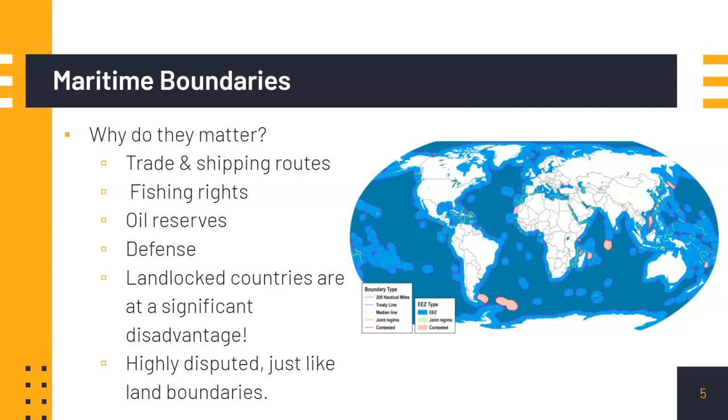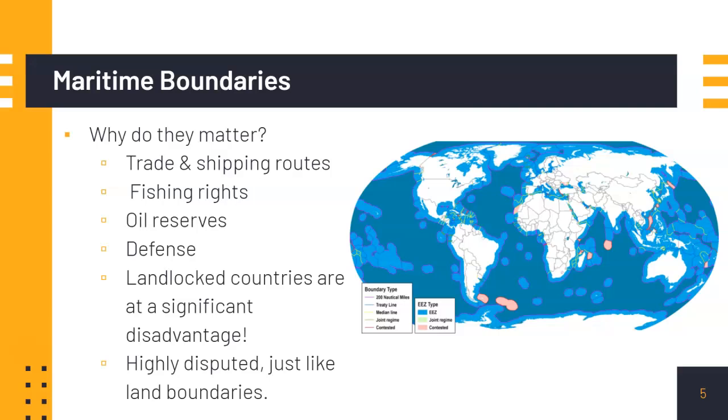Another key issue to maritime boundaries is fishing rights. Oceans provide a significant source of food, and control over marine areas allows countries to regulate fishing in their waters. This ensures sustainable practices and prevents overfishing, which can deplete fish populations and harm local economies. Without clear maritime boundaries, disputes over fishing territories can arise, affecting the livelihoods of local communities and industries.